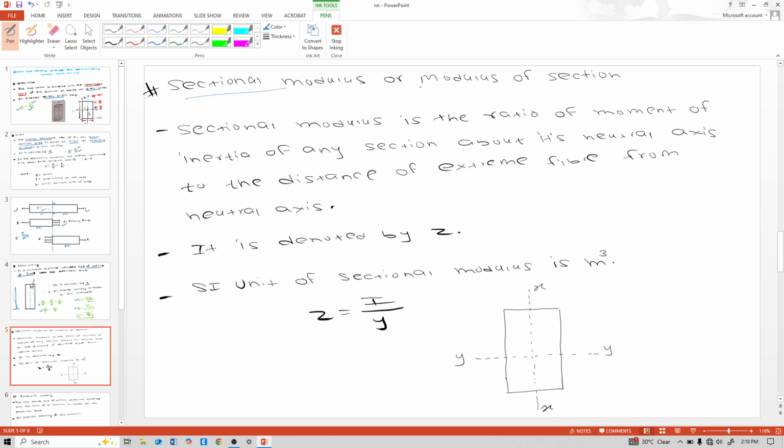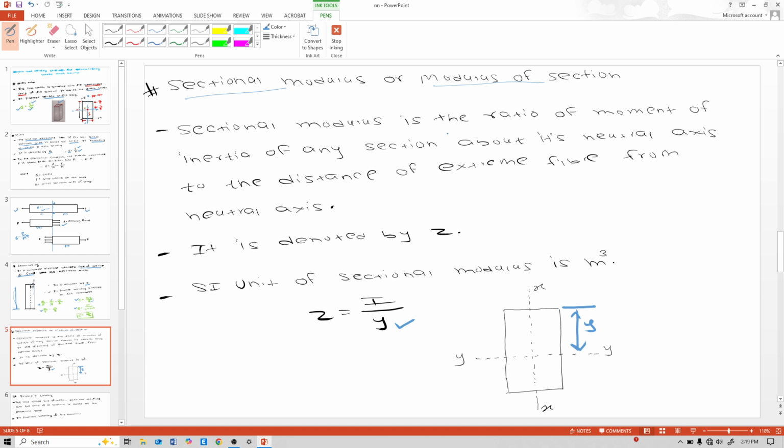Sectional modulus, or modulus of section. This is Z equal to I by y. That means it is the moment of inertia about any axis, either the y axis or the x axis, divided by the distance to the extreme fiber. This y is the extreme fiber distance, and the moment of inertia is either about y or about x. So that is sectional modulus.